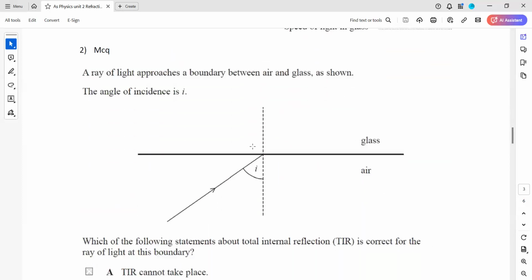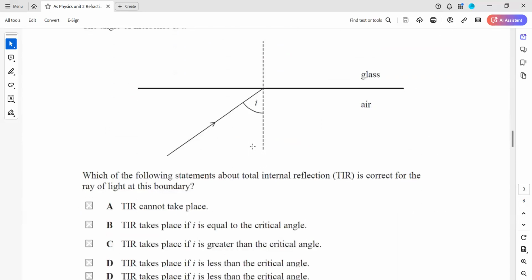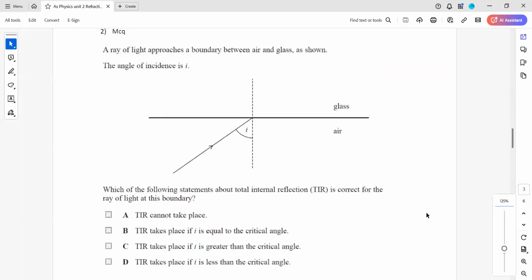In question 2, a ray of light approaches a boundary between air and glass as shown. Which of the following statements about total internal reflection is correct? Total internal reflection occurs when the light bounces back in the same medium, when the angle of incidence is greater than the critical angle. A ray of light passes, and the angle of incidence is I.